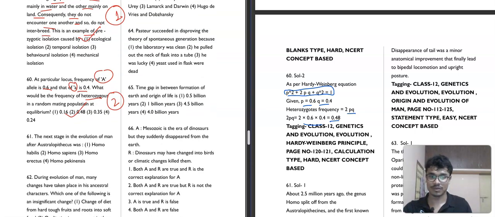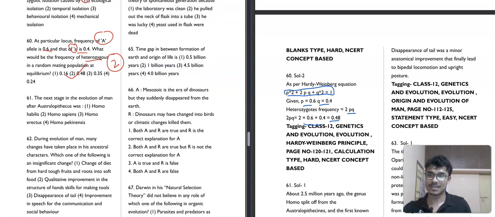Then question number 61. It is saying that the next stage in the evolution of man after Australopithecus was Homo habilis, Homo sapiens, Homo erectus or Homo pekinensis. So after Australopithecus we have Homo habilis. Then we have all this. Then we have Homo erectus. Then we have Homo sapiens, etc.